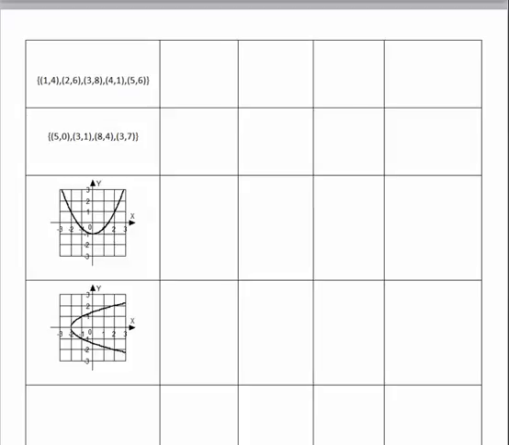We'll look next at defining a function, or a relation anyway, using just a set of ordered pairs. In this case, again, we'll think of the inputs as the x values of each ordered pair. And if I pick out all those x values, I can see that they are 1, 2, 3, 4, and 5.